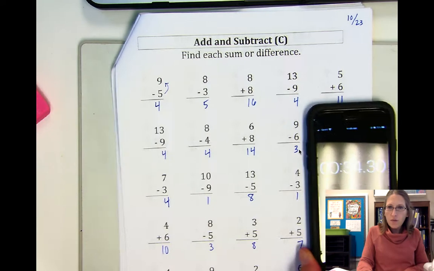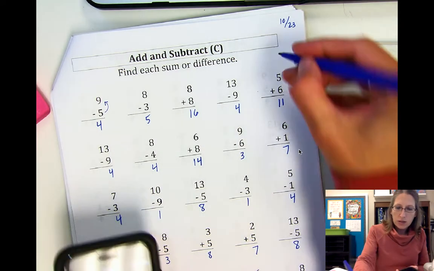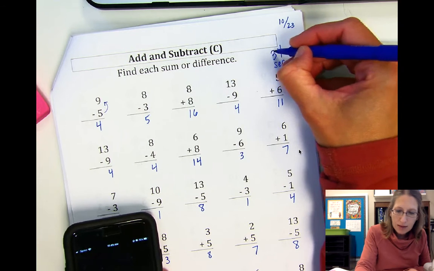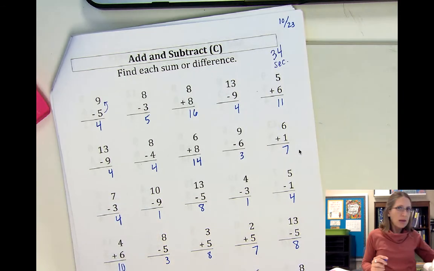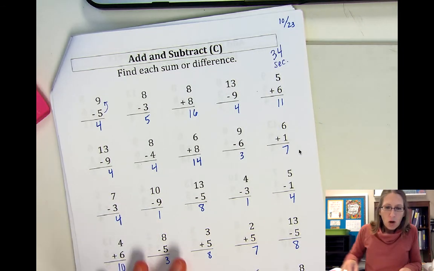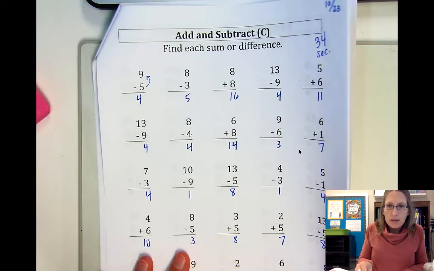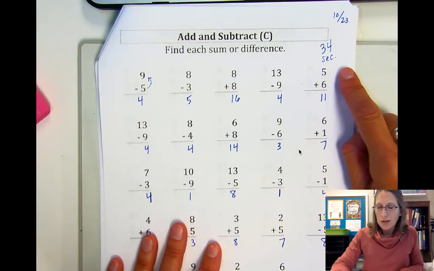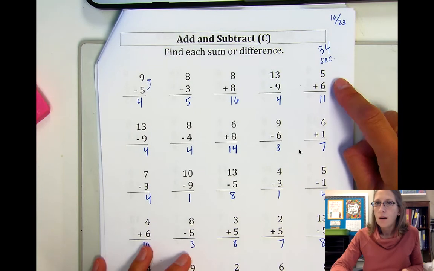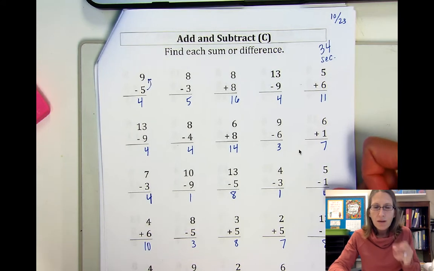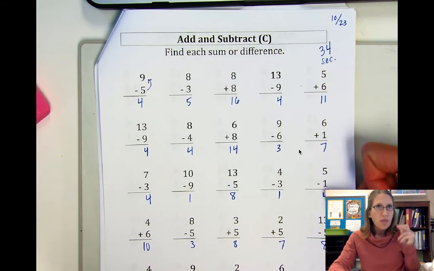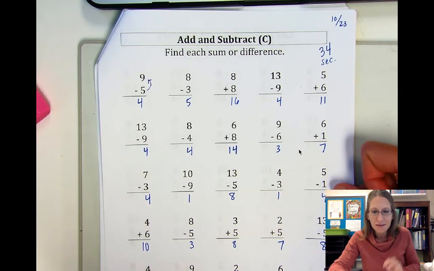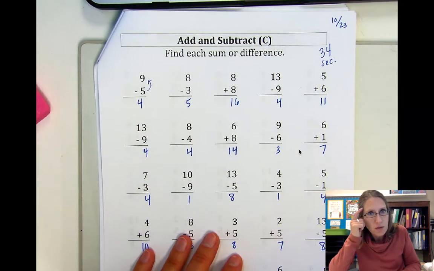Woo, 34. That was my goal. Alrighty, so 34 seconds. See, when we practice, we get better, don't we? Practice makes progress. But I might have made some mistakes. That's okay. It's a really good challenge for us to time ourselves to see if we really have these facts memorized. Because sometimes we think we have the facts memorized, and then we try to time ourselves and we're like, oh, I guess I don't. So it gives us a lot of good information for our brains.